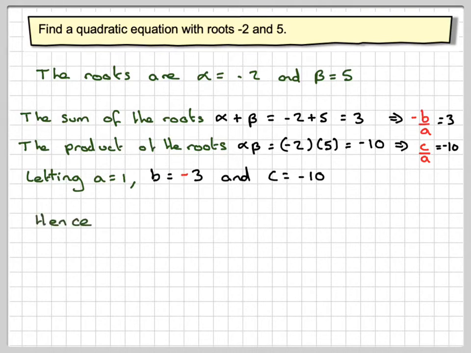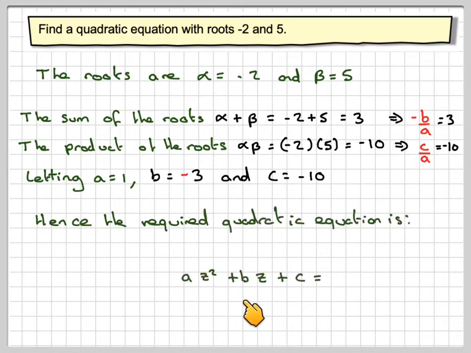Then if we compare that, the required quadratic, with the general format of a quadratic, which is az squared plus bz plus c is equal to 0, then we're going to have that 1z squared, which we just write as z squared, minus 3z. You just need to be careful with the minus sign on this one, and -10 is equal to 0.